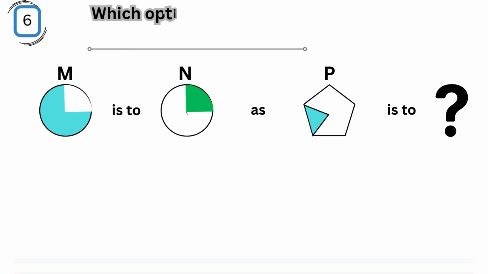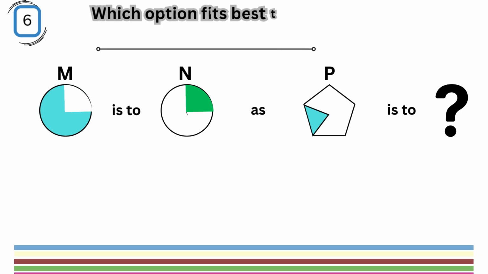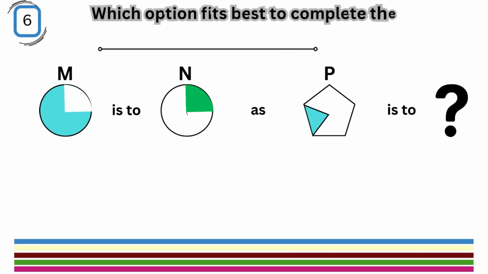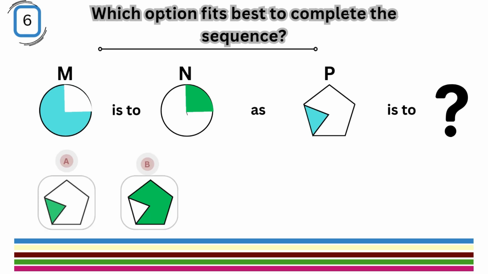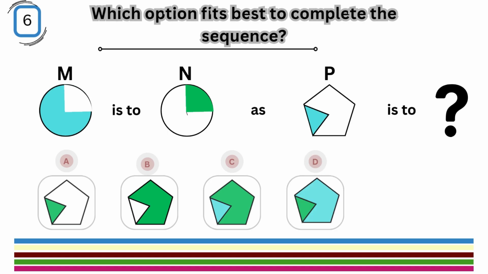Question 6. Which option fits best to complete this sequence? Given that M is to N, as P is to what? Considering the available options, option A, option B, option C, option D, and option E, which option fits best? Your time begins now.